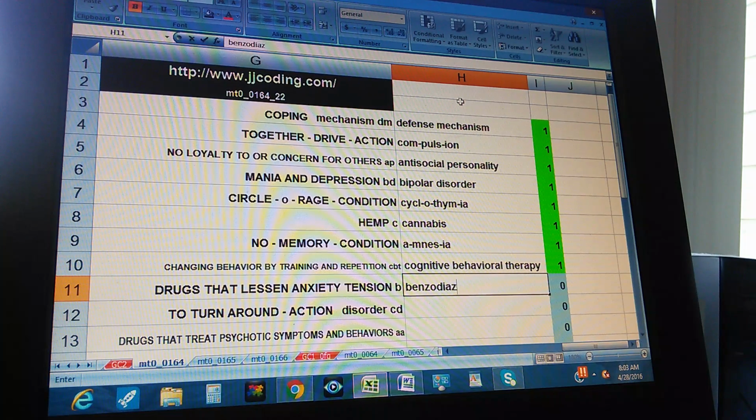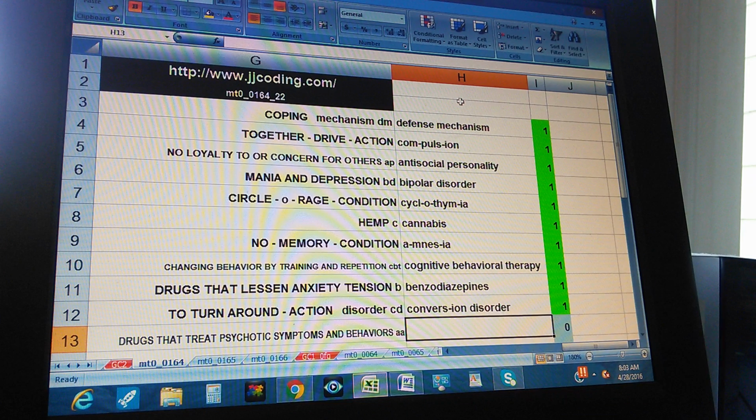Cyclothymia. Hemp, starts with a C. Cannabis. No memory condition. Amnesia. Changing behavior by training and repetition. Cognitive behavioral therapy.